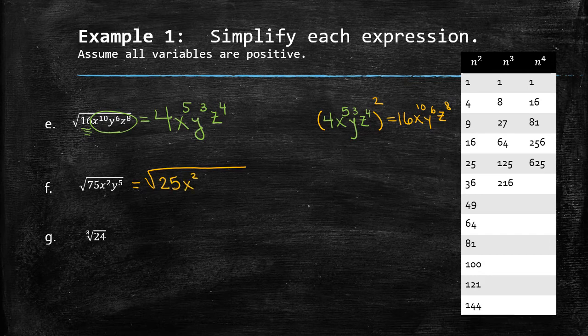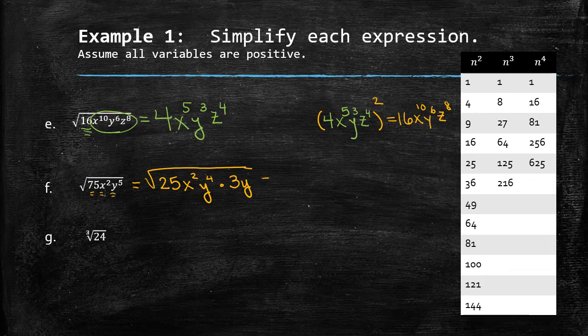X squared I'm good with since x has an even exponent. Okay, y to the 5th, I'm going to break that up as y to the 4th times y. Okay, and again I need a 3 along with that y, so 25 times 3 gets me back to the 75. I have my x squared, and y to the 4th times y is y to the 5th.